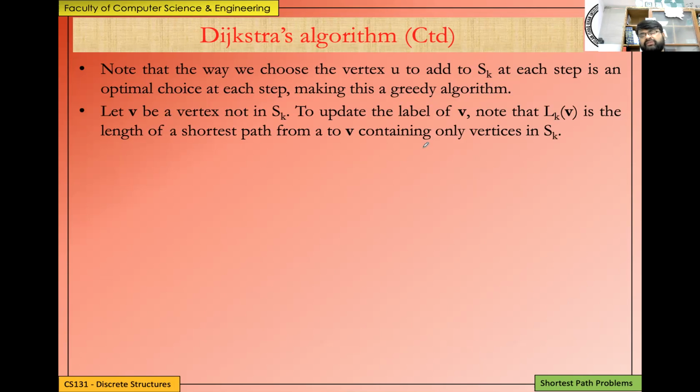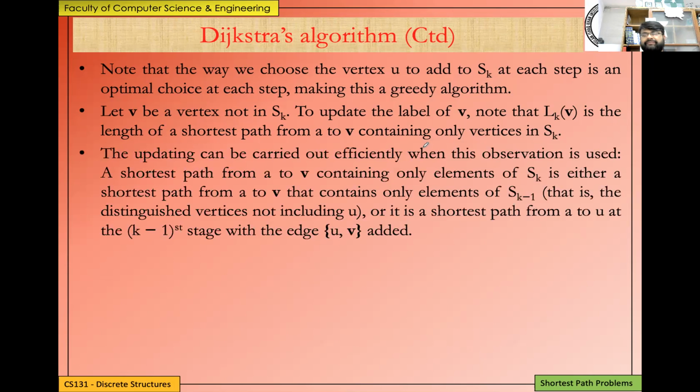So let V be a vertex not in Sk. To update the label of V, note that the label of vertex V at the kth iteration is the length of a shortest path from A to V containing only vertices in Sk. Of course, if there is some other path, once you add the new vertex, the shortest path will automatically come in after that. So at the moment, whatever vertices we have already put in the distinguished set are the only ones being used to determine the shortest path for any other vertex. However, if the shortest path exists through another vertex, once that vertex is added, the shortest path will automatically be updated.